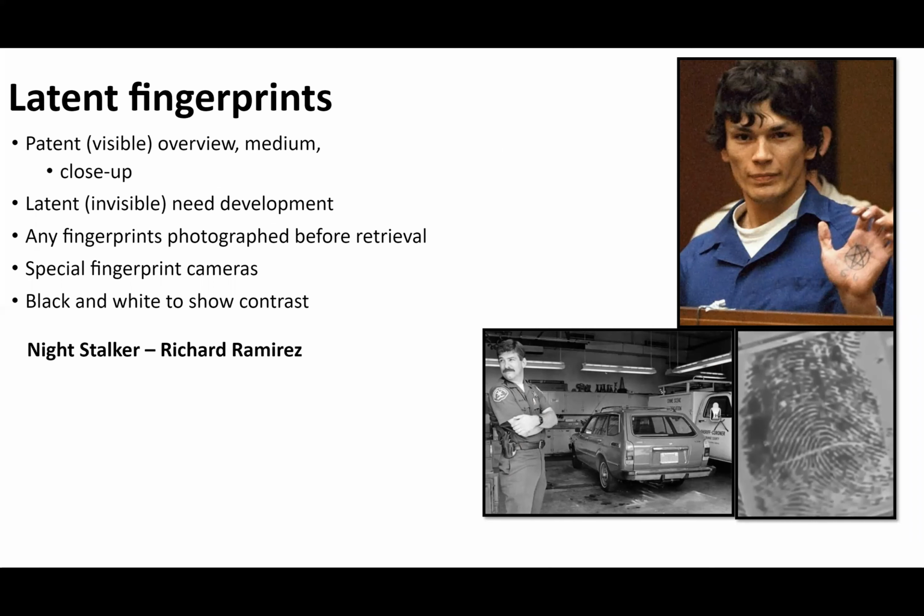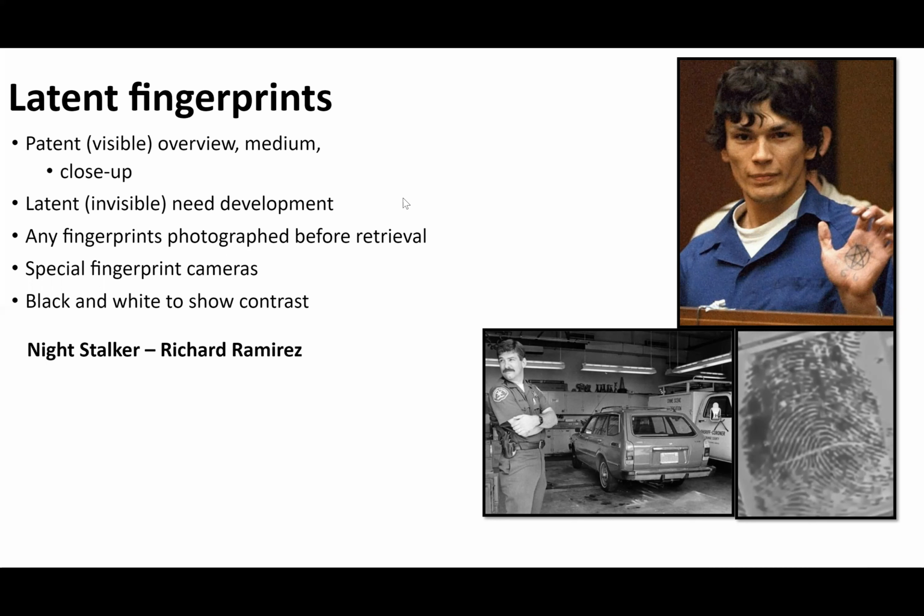Latent fingerprints versus patent fingerprints. Patent fingerprints are visible, so you do the overview, medium, and close-up. Latent fingerprints are not visible. Patent fingerprints would be like, you might find a print in blood, or somebody's hand was really dirty and left a print there. A latent fingerprint, you can't see it really with the naked eye. So this is where they put powder on it, or sometimes they'll lift the fingerprint. So any fingerprints are photographed before retrieval. Special fingerprint cameras are available, black and white, to show contrast.